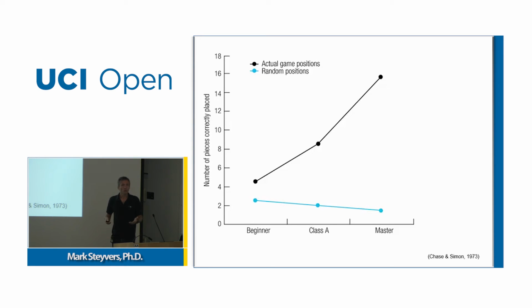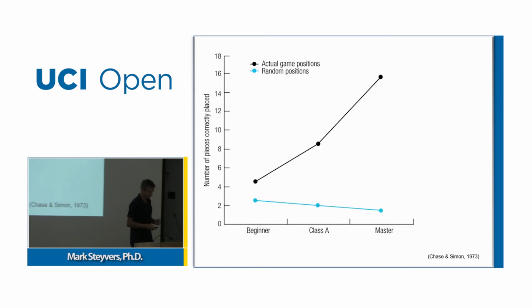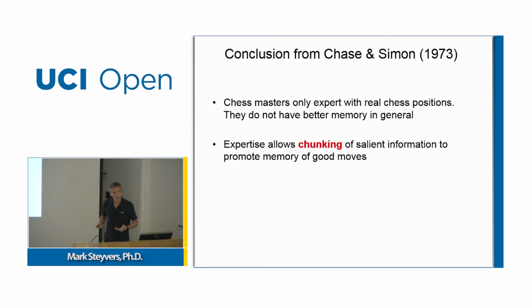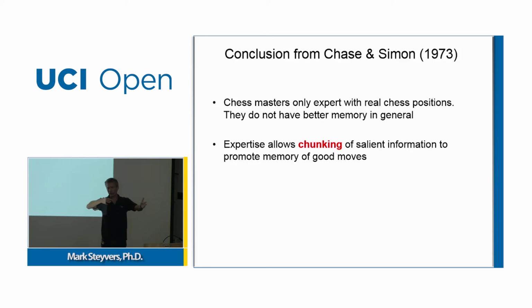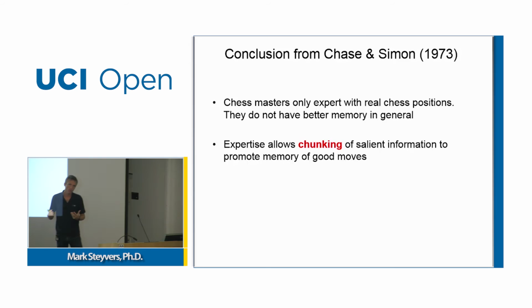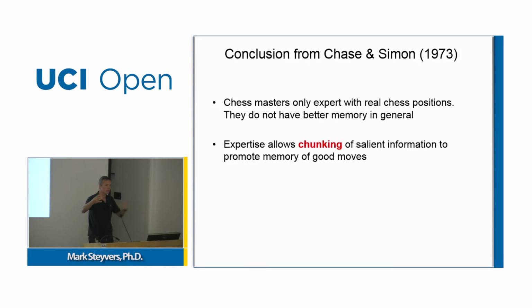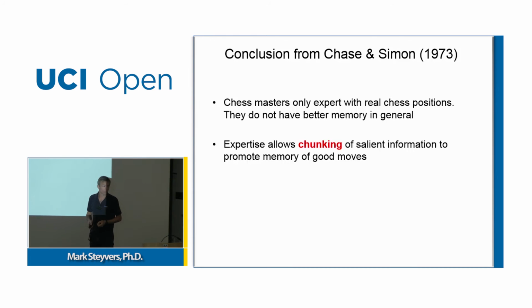And in fact, they're deeply disturbed, these chess masters, by looking at these random boards, like, what are you doing? This is a little strange. So the conclusion from this experiment is that chess masters' seeming memory expertise, where they can recall all these different configurations of pieces, is not because they have better memory in general, but because they chunk the information in particular ways. Right? They see configurations of these pieces, and they remember those configurations, and that allows them to make good moves.